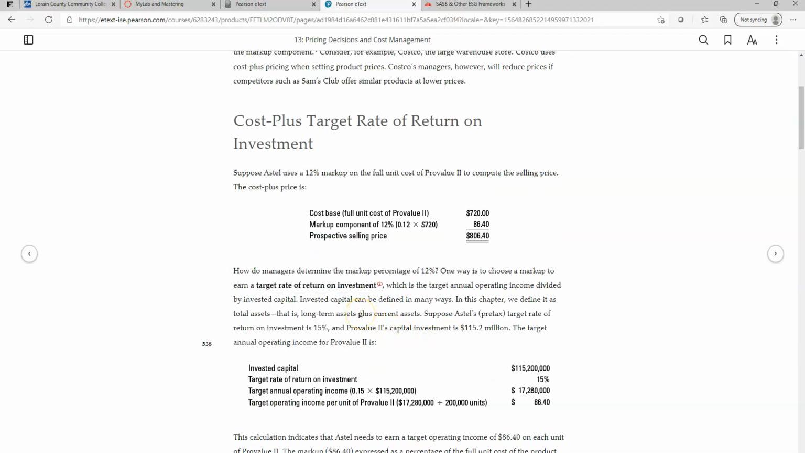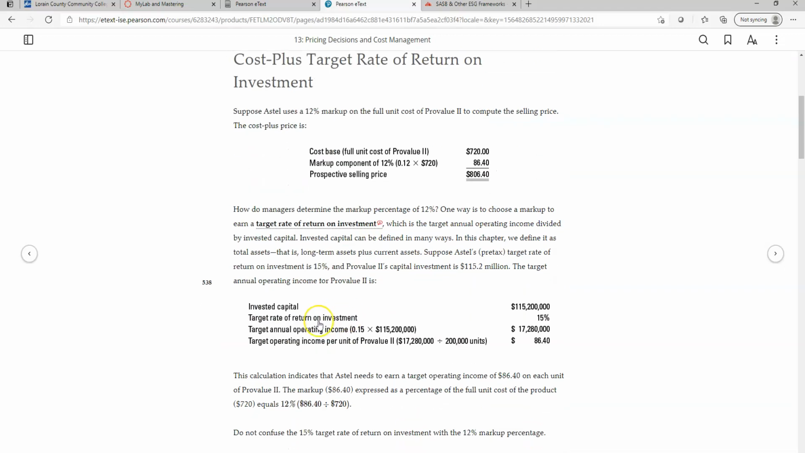In this chapter, we're going to define it as a percentage of invested capital, although we can have other things that we can get a rate of return on or a markup component. We're going to use a rate of return on invested capital. So let's say that the company has invested capital, the money that's put into research and development, design, machinery, all the money that is spent, and let's say the company spent a total of $115,200,000.